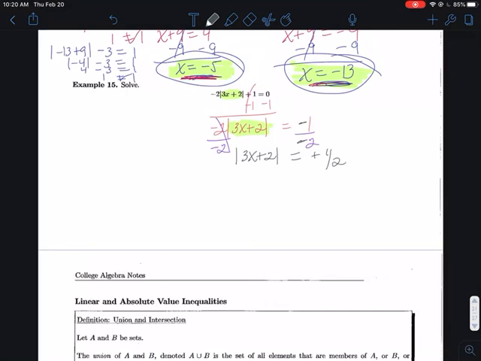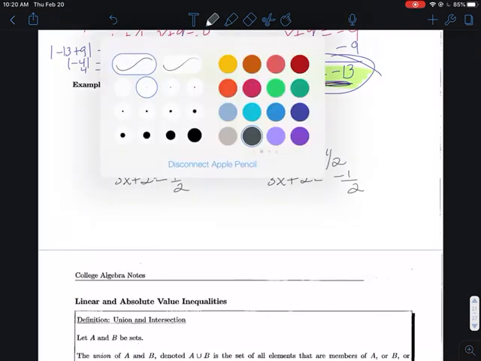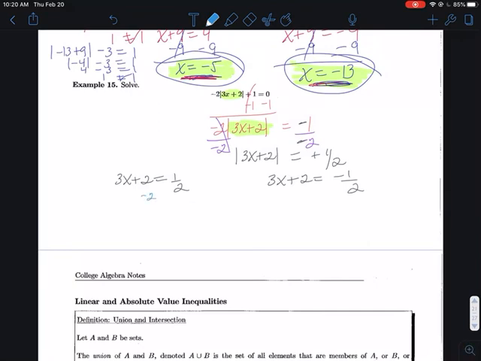All right, so now I can split this apart. I would say 3x plus 2 equals 1/2, and 3x plus 2 equals negative 1/2. And then you solve from here. Right, so I will have to subtract 2 from both sides. So 3x equals, you can use your calculator if you can't solve this by hand.